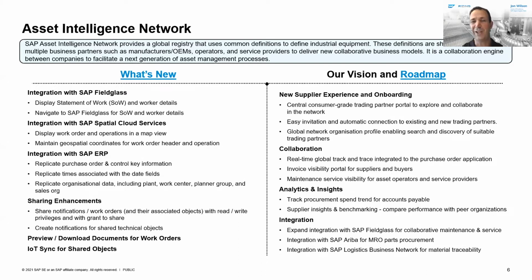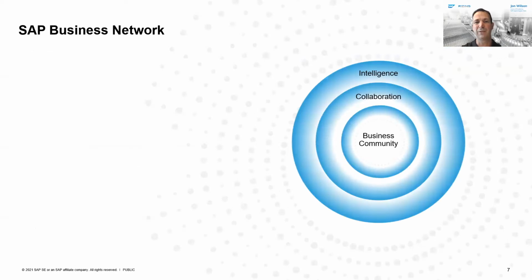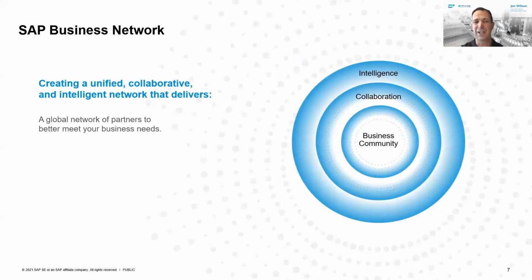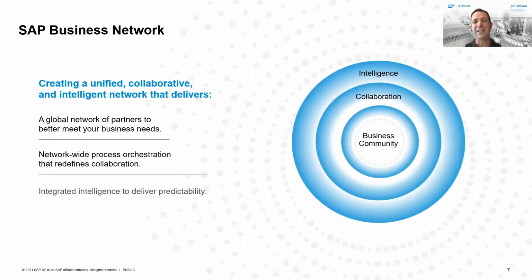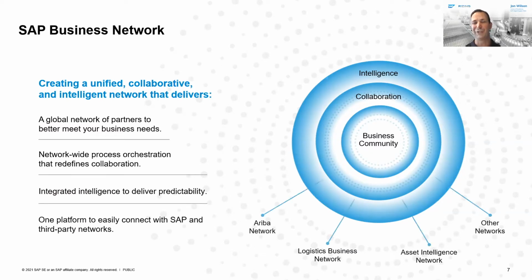So, a pretty exciting sort of roadmap. And I guess it might bring Adir into the conversation here. I mean, this idea of a unified network, right? Bringing together Ariba, bringing together the logistics business network, bringing together the asset intelligence network. This is pretty exciting. In your view, what are the benefits really here of bringing these different networks together?